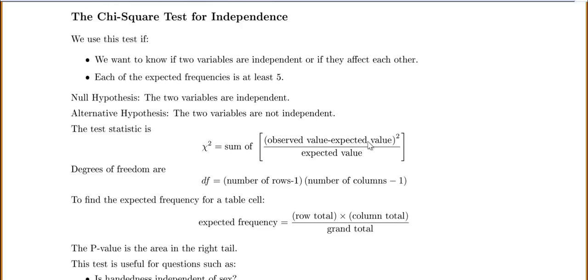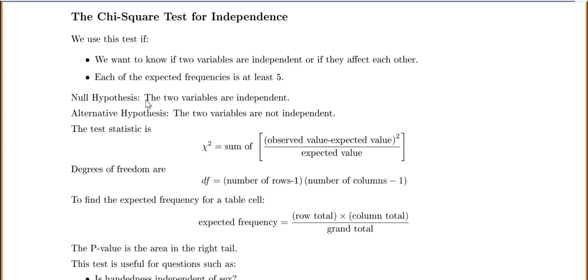The test we use is called the chi-square test for independence. We use this test if we want to know if two variables are independent, i.e. if they affect each other. Well, sorry, independent means that they don't affect each other, and so we're wondering whether or not they do affect each other. And also, just like the chi-square test for goodness of fit, each of the expected frequencies needs to be at least 5 to make sure we have a big enough sample size to use this test.